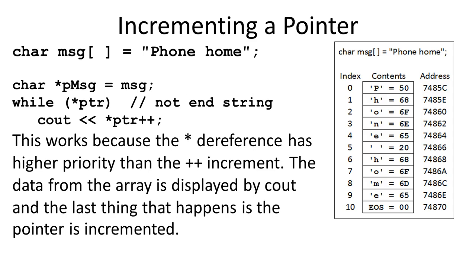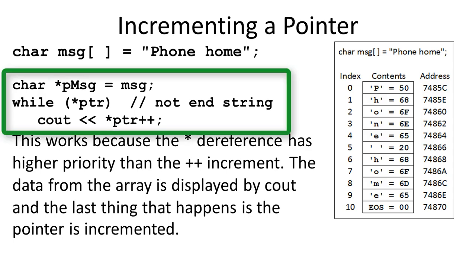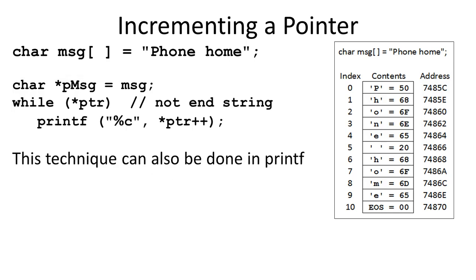Here is a classic example of how C and C++ can be written using a very few characters in the code. The star PTR inside the while loop causes looping until the null byte is reached. The cout displays the current character, then increments the pointer. This works because the asterisk dereference has a higher priority than the ++ increment. The data from the array is displayed by cout, and the last thing that happens is the pointer is incremented. This technique can also be done in printf. The %C displays the character addressed by PTR, then the pointer is incremented.